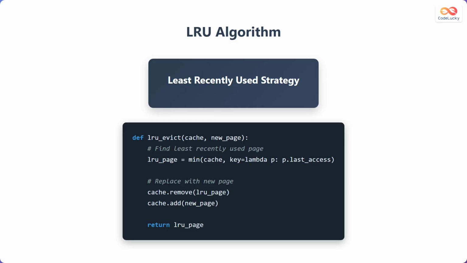One popular strategy for the paging problem is the least recently used, or LRU algorithm. Here's a simplified version of how it works in Python code. We define a function LRU_evict that takes the current cache and the new page as input. First, it finds the least recently used page in the cache. Then, it replaces that page with the new page, and finally the function returns the evicted page.